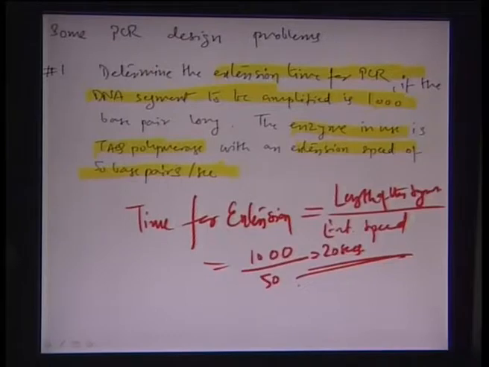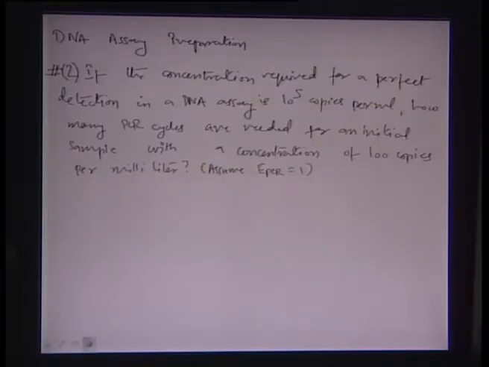Now let's do another example. The concentration required for a perfect detection in a DNA assay is about 10 to the power 5 copies per mL of the sample. This is what the final concentration of the PCR reaction should be. We need to ascertain how many PCR cycles are needed for an initial sample with a concentration of, let us say, 100 copies per mL, and we assume an E_PCR of 1.